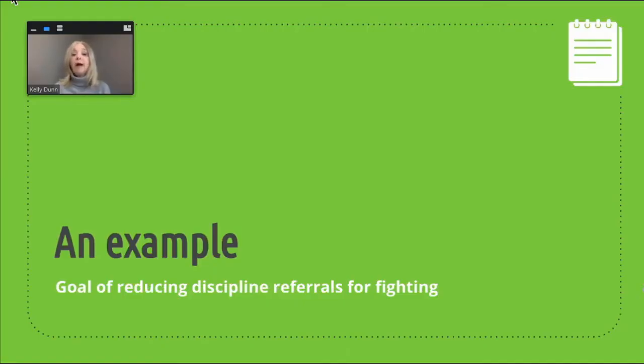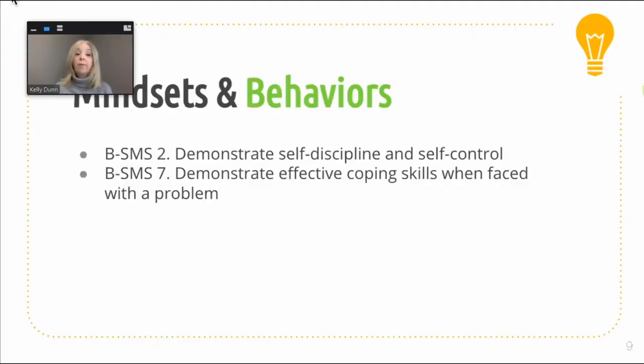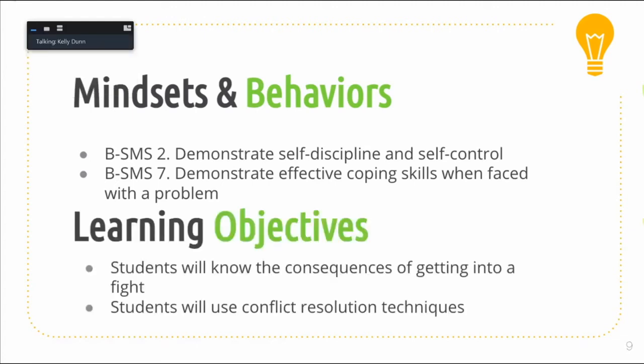We'll look at an example of mindsets and behaviors and learning objectives for a goal of reducing discipline referrals for fighting, where supplemental data from student surveys revealed that students weren't able to name the alternatives to fighting when conflicts arose. Based on the mindsets and behaviors we want students to attain, we'll write 1 or 2 sentences describing the specific beliefs, knowledge, or skills that we want students to have. These will be our learning objectives.